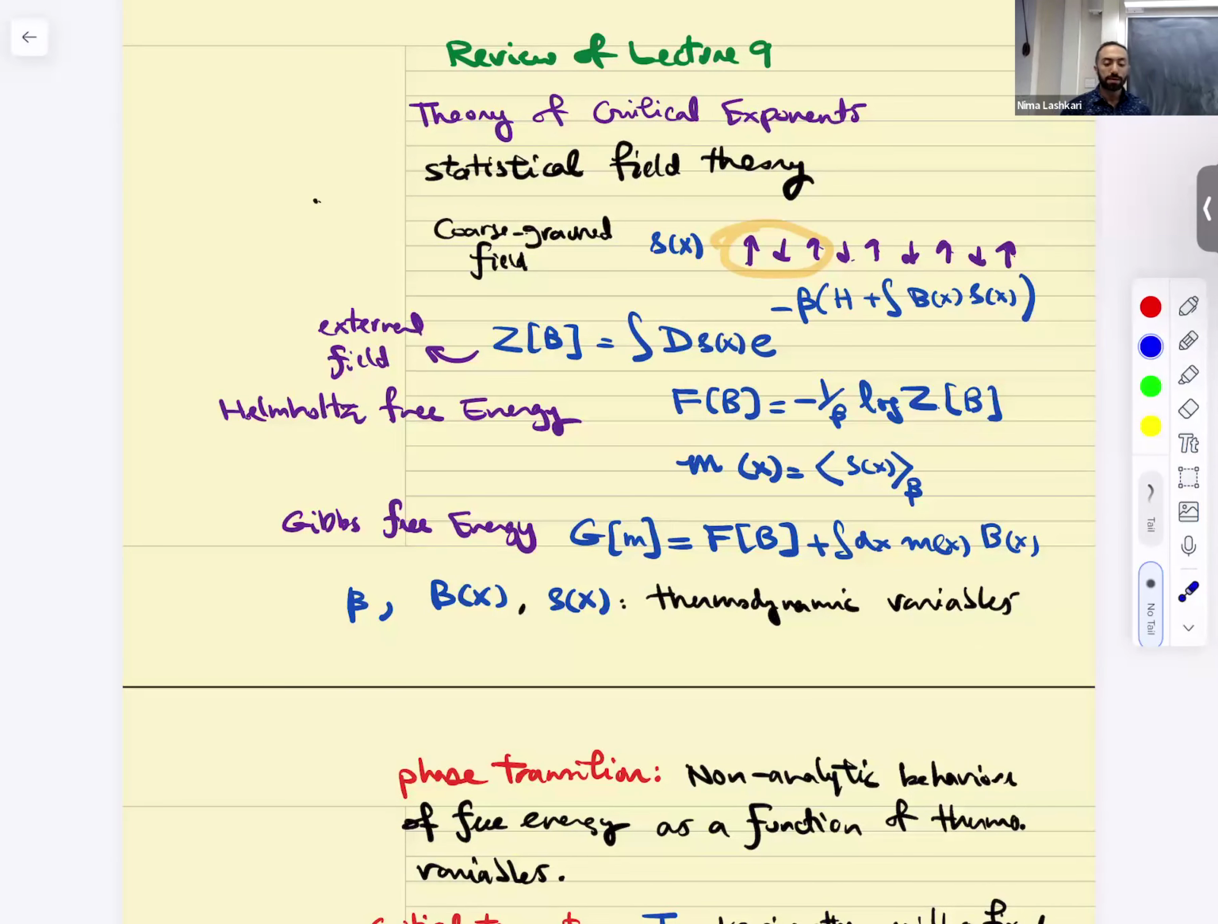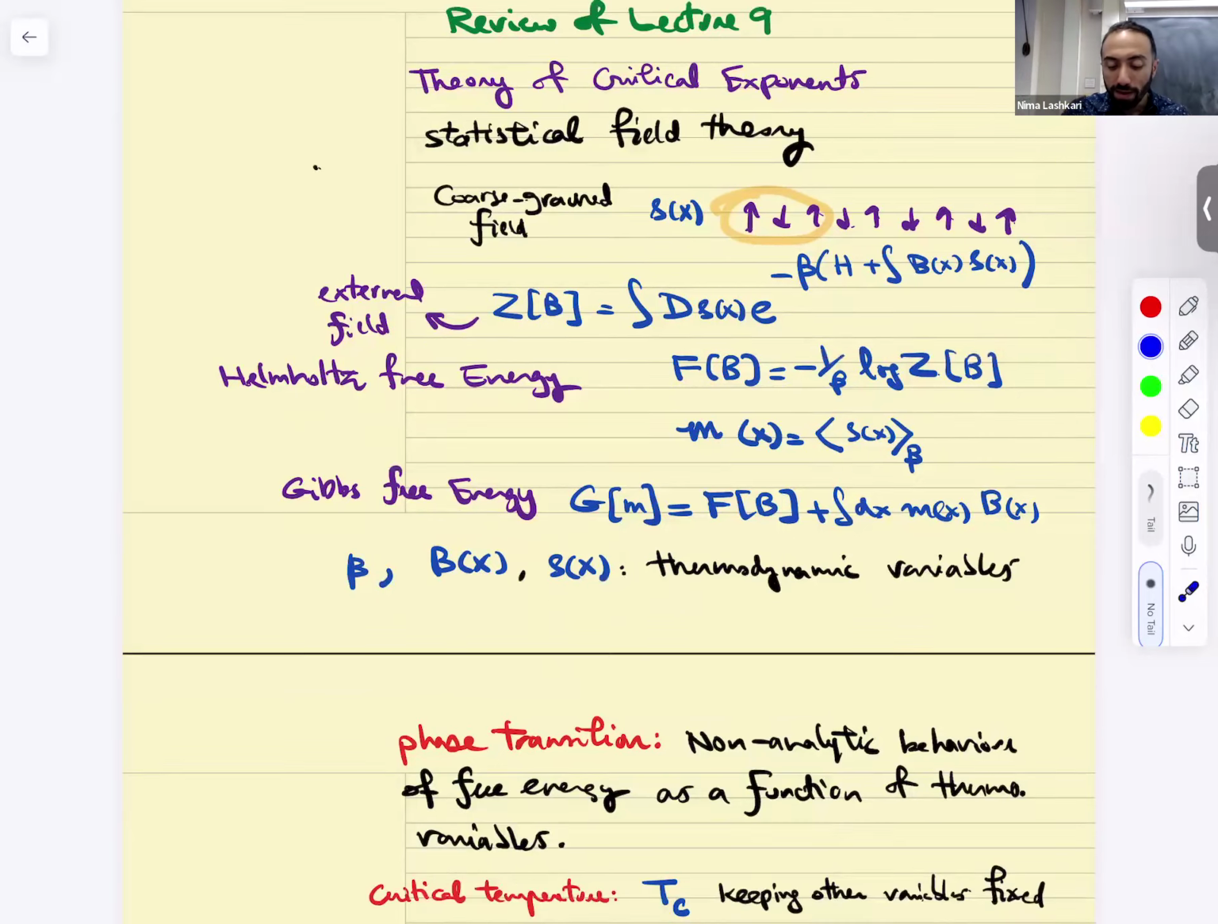As a thermodynamic theory, the thermodynamic variables are inverse temperature, beta, B of x, external field, and S of x, right? These, magnetization and external field, are the thermodynamic variables that, going from Helmholtz free energy to Gibbs free energy, we trade them, right? To trade the functionality of them. The goal would be to calculate S as a function of B, or B as a function of S, right?